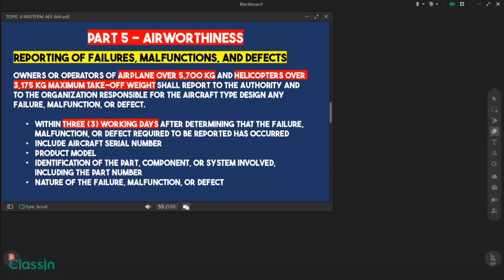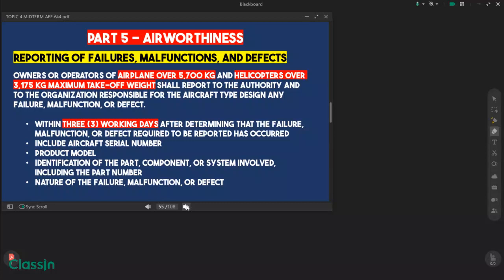So reporting of failures, malfunction, and defects. So owners or operators of airplane over 5,700 and helicopters over 3,175 kilogram MTOW or maximum take-off weight. Okay, so sir, ano yung MTOW natin? Always remember, ang MTOW po natin is we have fuel. Meron tayong full tank or certain amount ng fuel na kasama. Kasi pag sinabi po natin maximum take-off weight, ito po yung pinakamabigat na weight ng eroplano na kaya niyang take off. Okay, so in the long run, magagets nyo rin yan. Lalo na pag umabot man kayo ng 4th year, pag-uusapan po natin yan sa aircraft design natin.